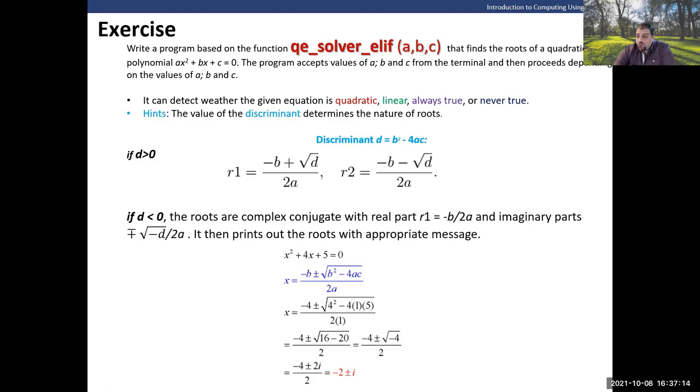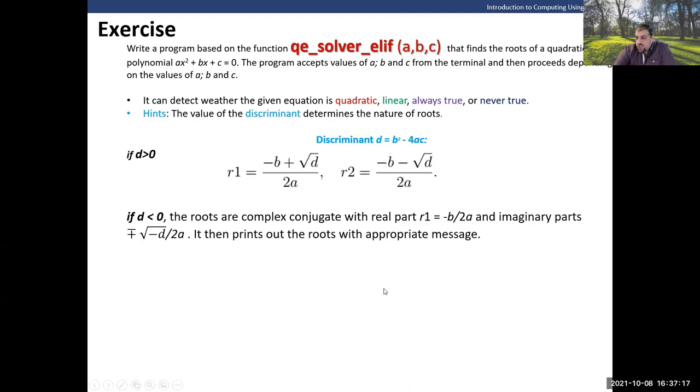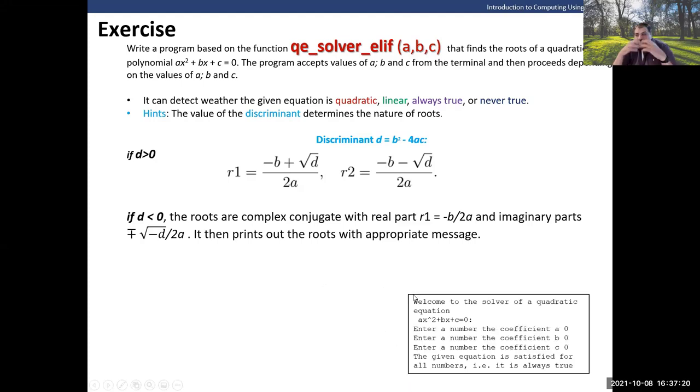Now, the function will look like the following. It prints a welcome message: welcome to the solver of the quadratic equation. And it prompts the user to enter the coefficients. Enter a number, the coefficient A. Enter a number, the coefficient B. Enter a number, the coefficient C. And as you can see, I entered all of them equal to 0. What does that mean? The given equation is satisfied for all numbers, so it's always true.